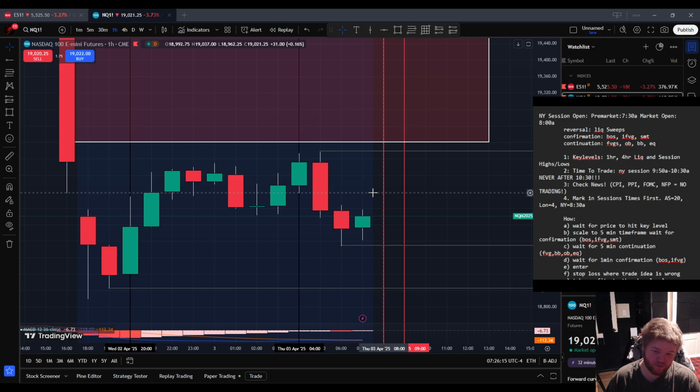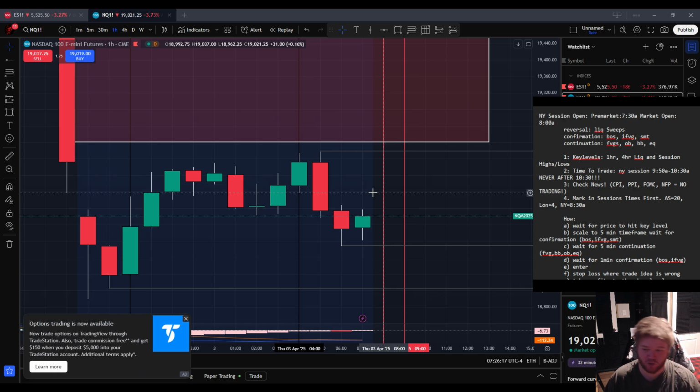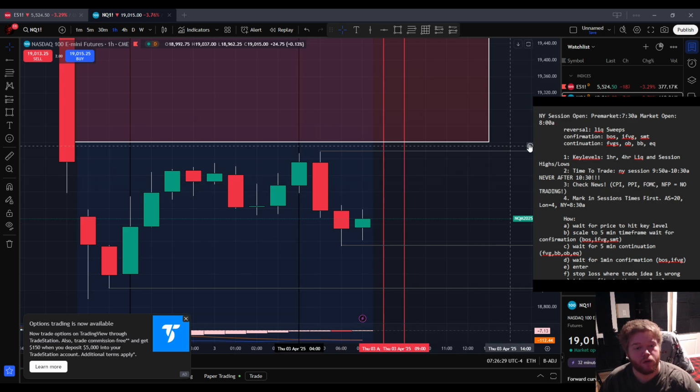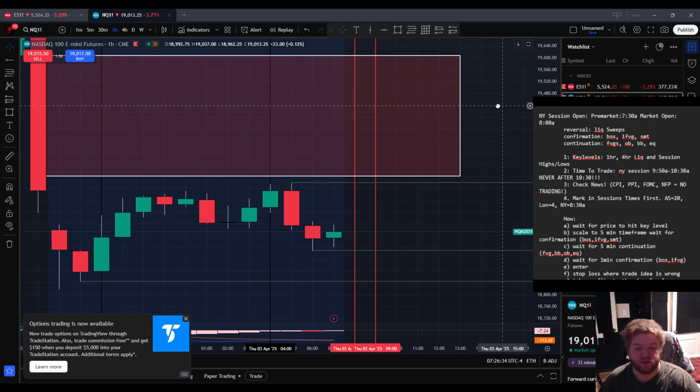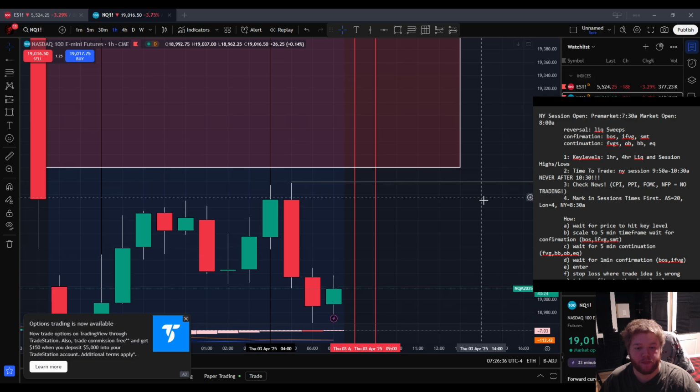What am I expecting after price moves down? I'm expecting to sweep this low here. Once it sweeps this low, I'm expecting a strong reaction off of it, which is going to say we are going much, much, much higher. Once we sweep that low, I'm expecting that reaction to close above this.